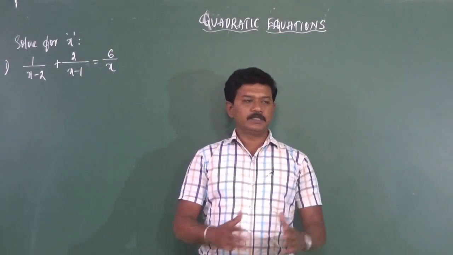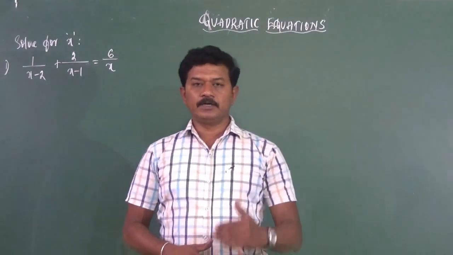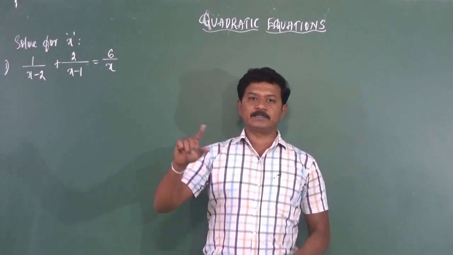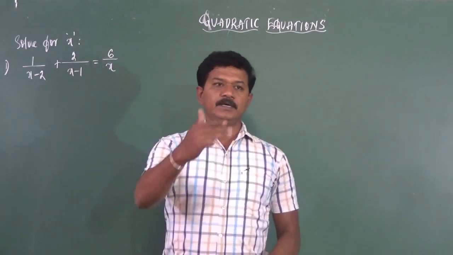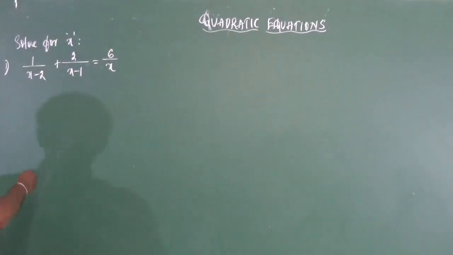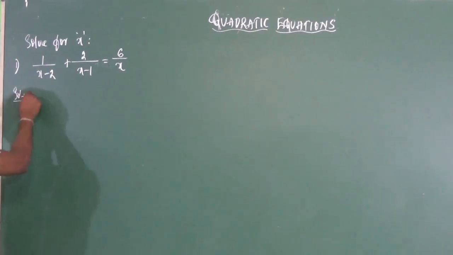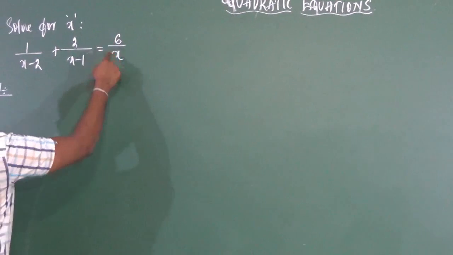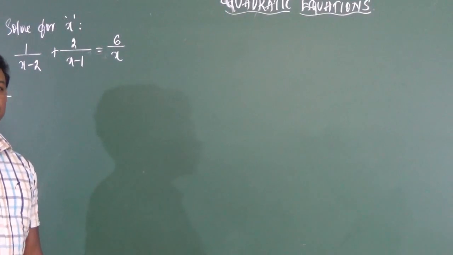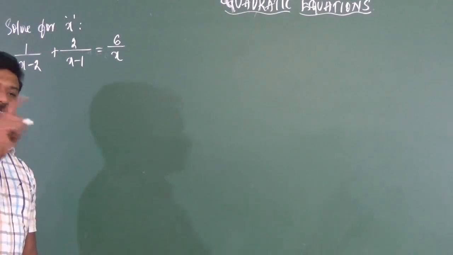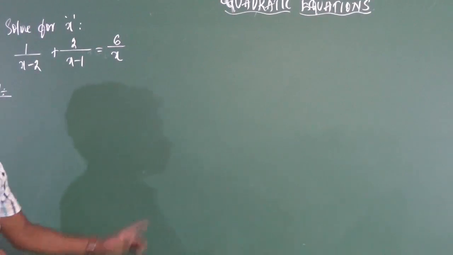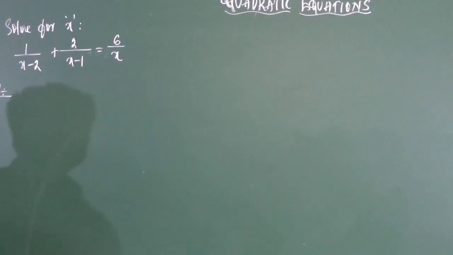No problem in that. In these problems, I will be leading you until I get the quadratic equation in the form of ax square plus bx plus c is equal to 0. After that, please carry on with the problem. So in today's session, we have the first problem. Solve for x: 1 by x minus 2 plus 2 by x minus 1 is equal to 6 by x. Solve for x means you have to find the value of x. In other words, you have to find the roots of the quadratic equation. It's all the same thing.